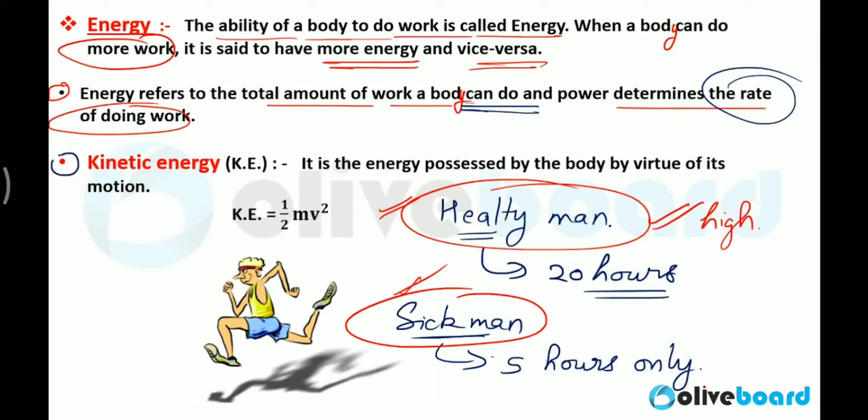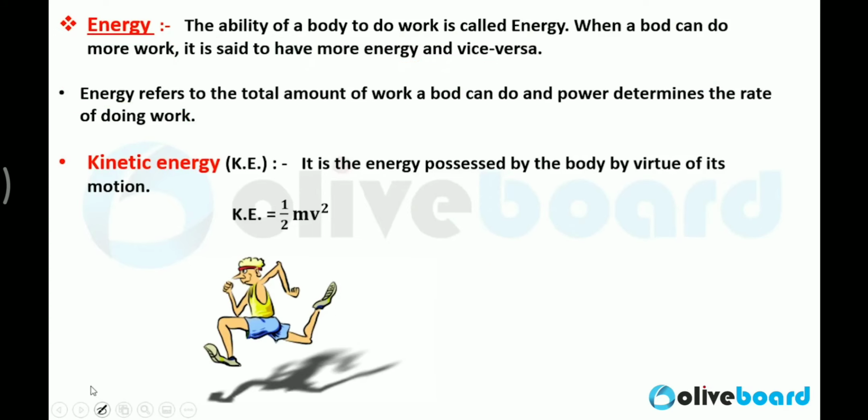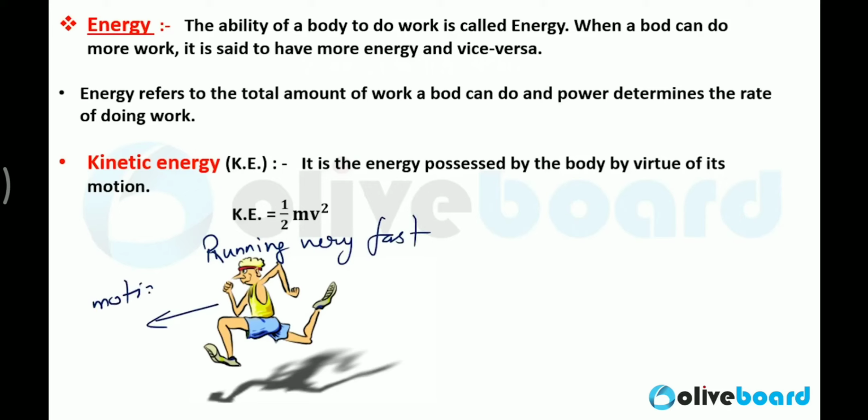Now what is kinetic energy? Kinetic energy is the energy possessed by a body by virtue of its motion. Let's say this man is running very fast. So this body is in motion, and whenever a body is in motion, it always possesses some energy, and that energy is called kinetic energy.